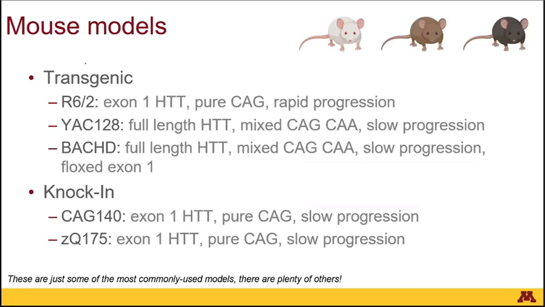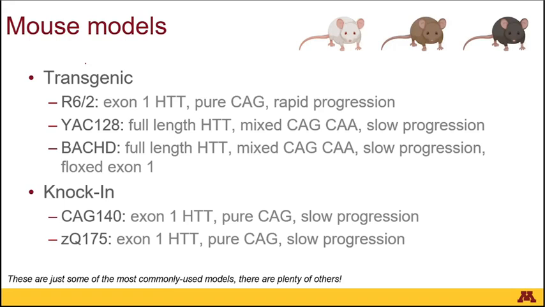So the last thing that I wanted to talk about while we're on the topic of translatability was the mouse models that we use in HD research. I'm just going to focus on the most popular ones here, but there are plenty of others. The CAG expansion in Huntington disease in the Huntington gene is in exon 1. So some of these models have just exon 1 and some have full-length HTT.